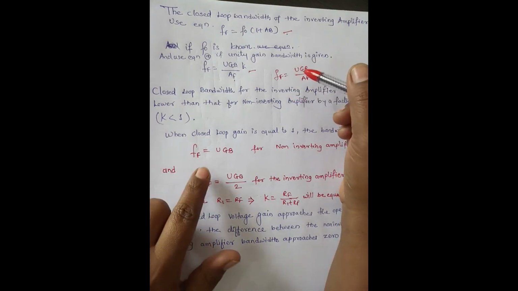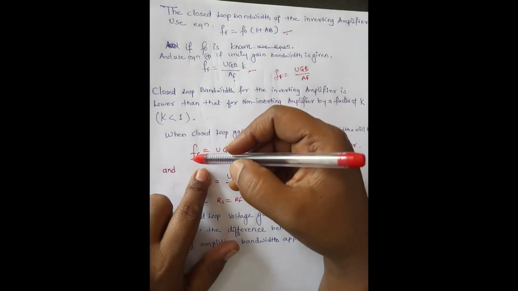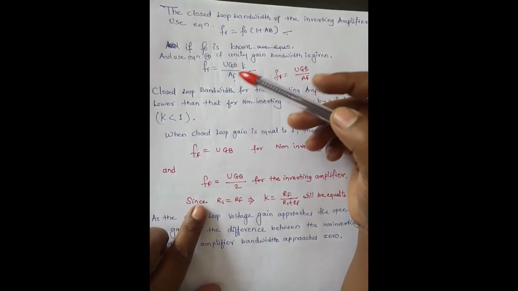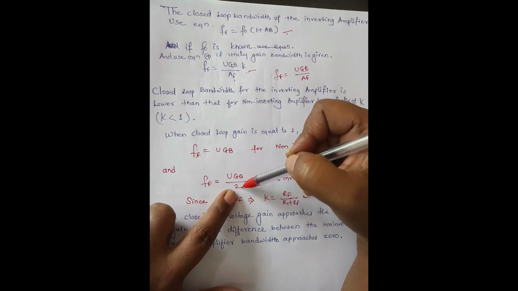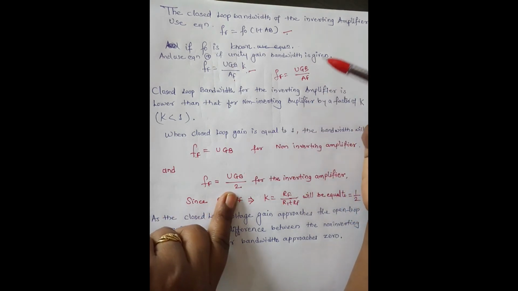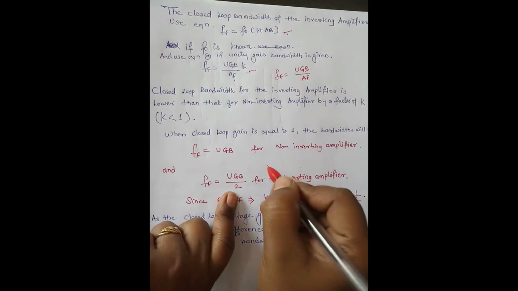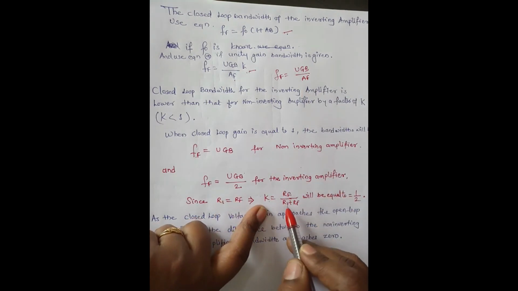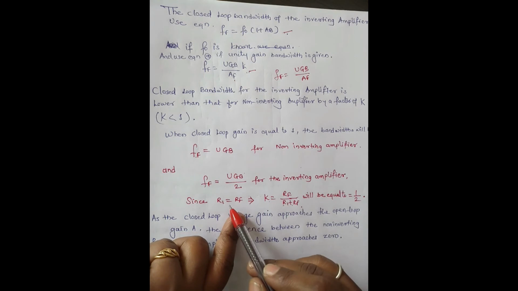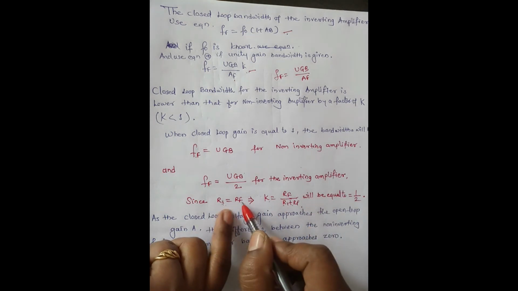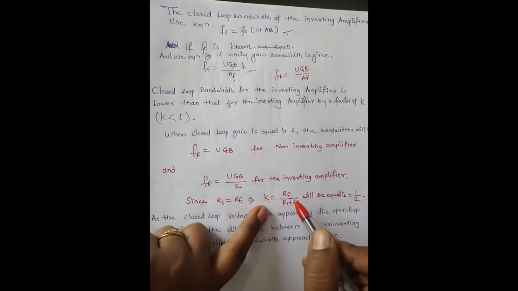For the non-inverting amplifier, when AF is equal to 1, FF is equal to UGB. But for the inverting amplifier, FF is equal to UGB by 2. How it will come is, it will become half of the bandwidth of the non-inverting amplifier. As we have K is equal to, see what the value of K is, R1 divided by R1 plus RF. For the inverting amplifier, when gain is equal to 1, R1 will be equal to RF. So K is equal to 1 divided by 1 plus 1, that is 1 by 2.